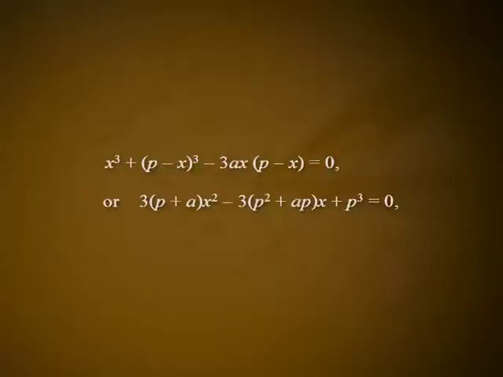Putting p minus x for y in the given equation, we get x cube plus (p minus x) whole cube minus 3ax(p minus x) is equal to 0, or 3(p plus a)x square minus 3(p square plus ap)x plus p cube is equal to 0, which is of the second degree in x. Dividing by x square, we get 3(p plus a) minus 3(p square plus ap)(1 by x) plus p cube (1 by x square) is equal to 0.